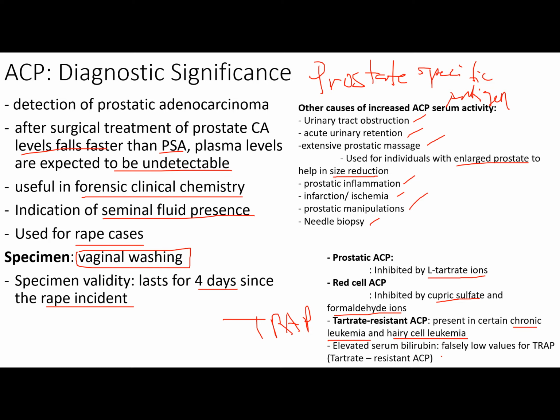Now, if the patient has elevated serum bilirubin, it causes falsely low values for your TRAP. So please take note: prostatic ACP is inhibited by L-tartrate, red cell ACP is inhibited by cupric sulfate and formaldehyde ions. Then tartrate-resistant ACP is seen in types of chronic leukemia and what we call hairy cell leukemia. And elevated serum bilirubin would cause falsely low values for TRAP.